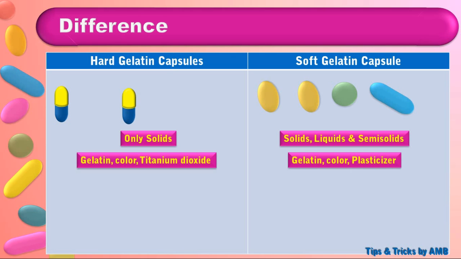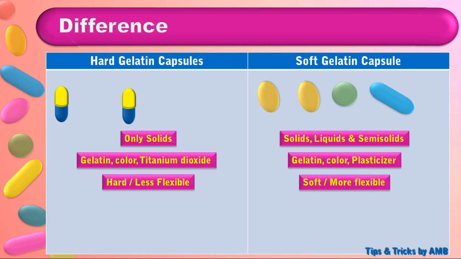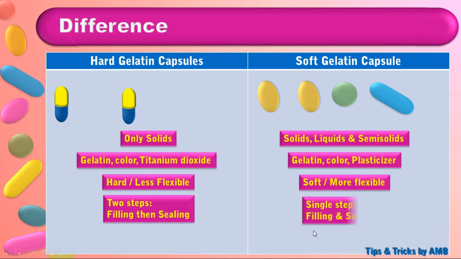The next difference is hard gelatin capsules are less flexible, while soft gelatin capsules are more flexible than hard gelatin capsules. Another difference is in hard gelatin capsules, filling of capsules and sealing of capsules takes place at two different stages, while in soft gelatin capsule, filling and sealing of capsule takes place in a single stroke.